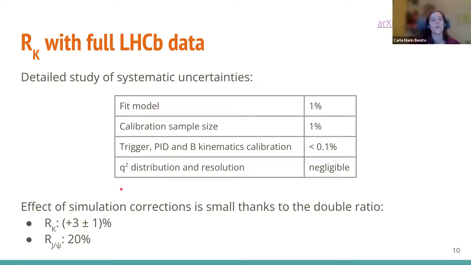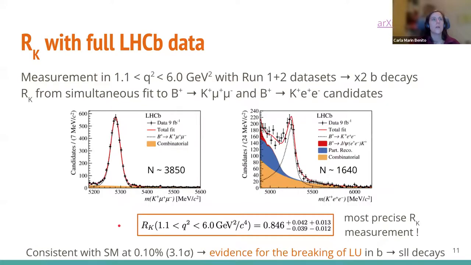rather small. So, to give you just a feeling, this effect on RK is just about 3%, while on the single ratio, R J/psi, it is 20%. So you see very much the power of the double ratio in canceling all these effects. Okay, now moving to the actual results.